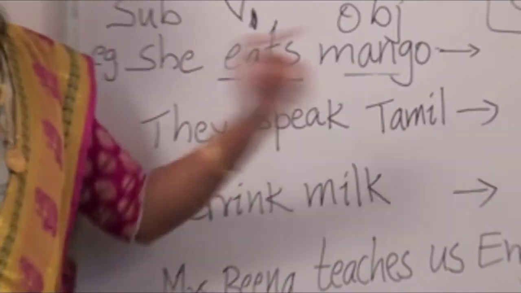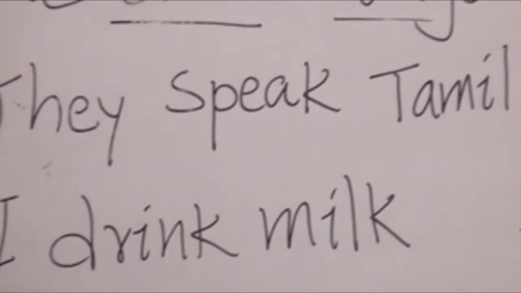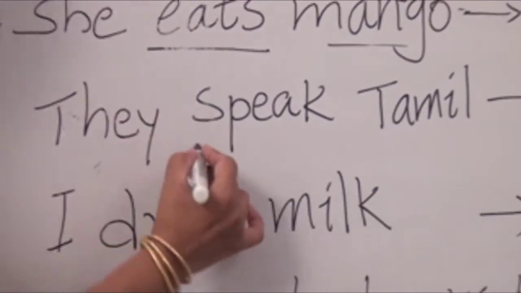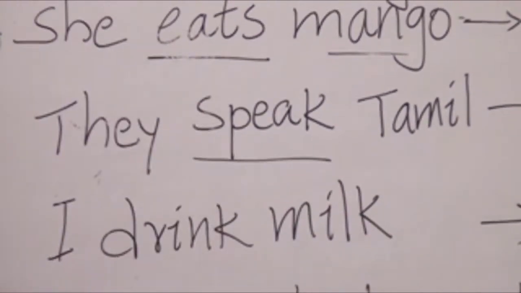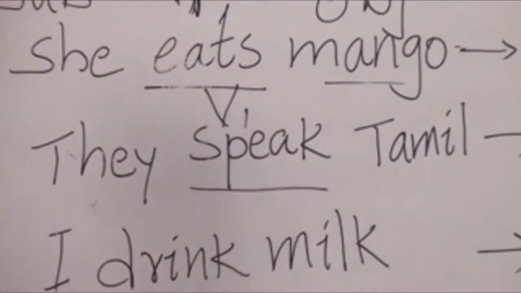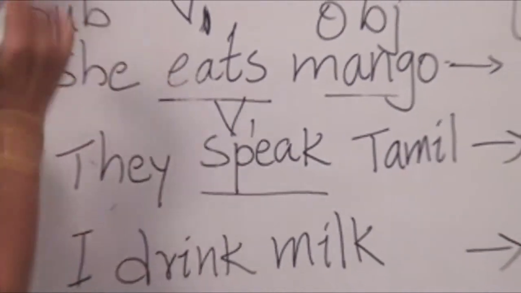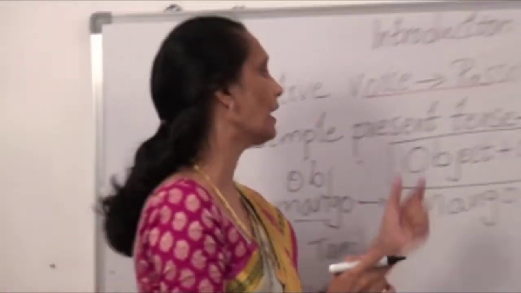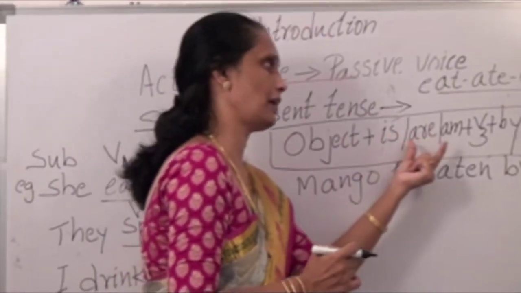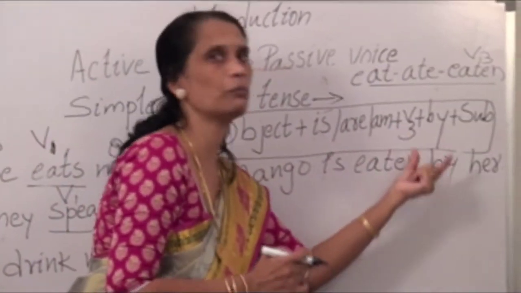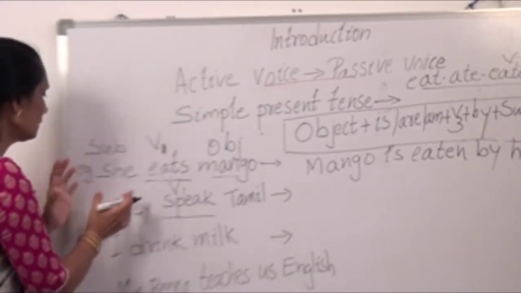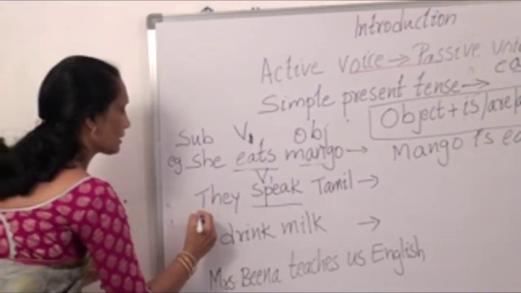Now let us see the next example. They speak Tamil. Where is the verb? Speak is the verb. In which format is it? It is in V1 format. When there is V1 format, which formula do we have to apply? Object plus is or am plus V3 plus by plus subject. What is the subject here? They. Subject means the person who is responsible for doing that job.